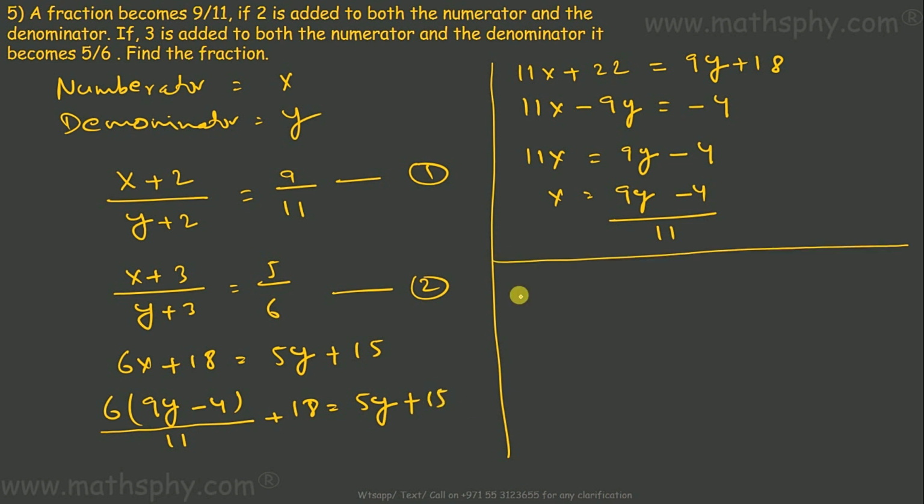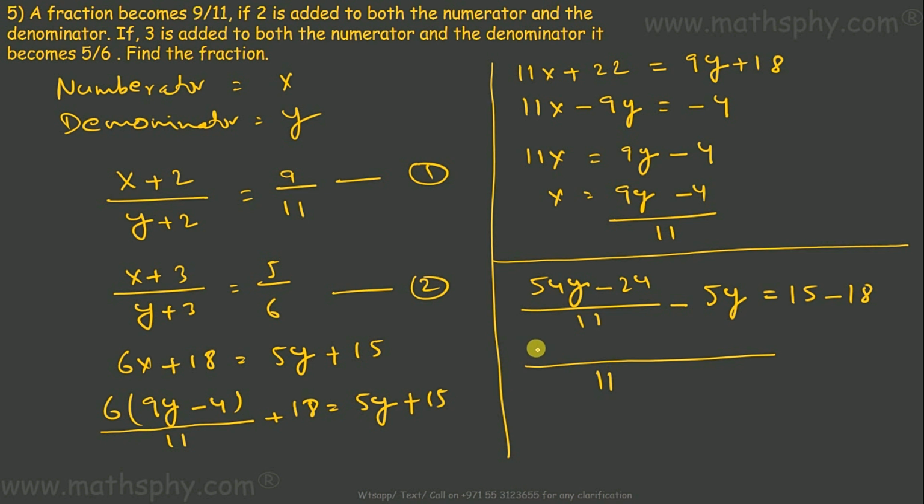So this can be (54y minus 24) over 11. And this 5y goes this side, minus 5y, equals 15. 18 goes this side, minus 18. So this would be 54y minus 24 minus 55y equals negative 3. So 54y minus 55y gives you negative y.